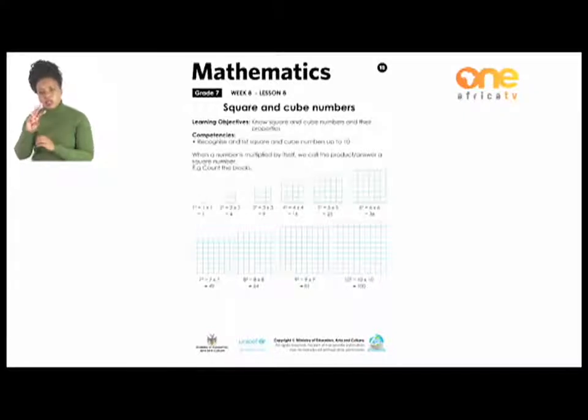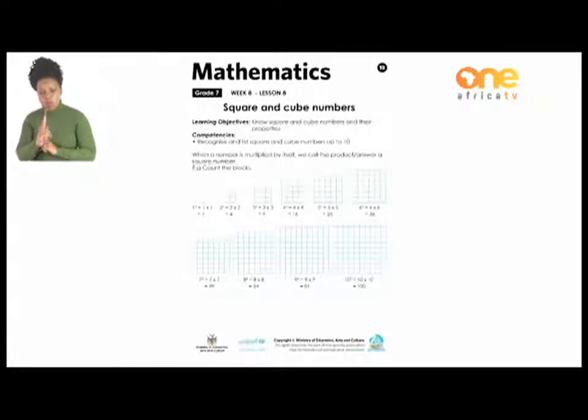The competencies: recognize and list square and cube numbers up to 10. When a number is multiplied by itself, we call the product, or the answer, a square number. For example, you can count the blocks. The first one is a square, which is just 1, the same as 1 times 1, which gives you the product, or the square number, 1. So 1 is a square number.